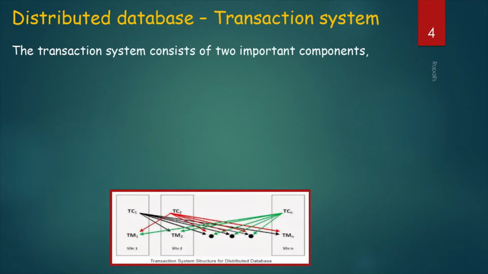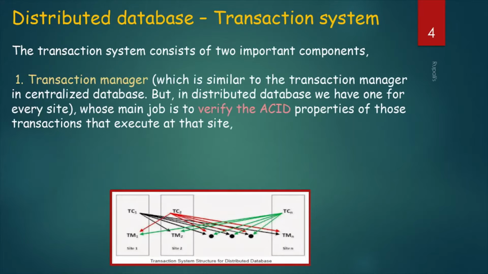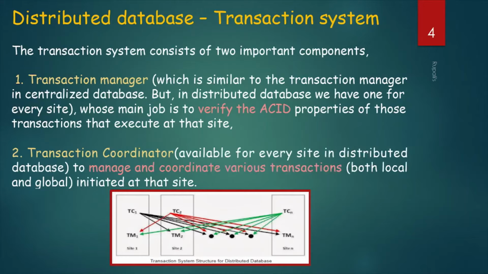Transaction system. A distributed database transaction system has two important components. First one is the transaction manager. In the case of a centralized database, there is one transaction manager. But in the case of a distributed database, there is more than one transaction manager. For every site, there is one transaction manager. What is the job of this transaction manager? The main job of this transaction manager is to verify the ACID properties of those transactions executed at that particular site.